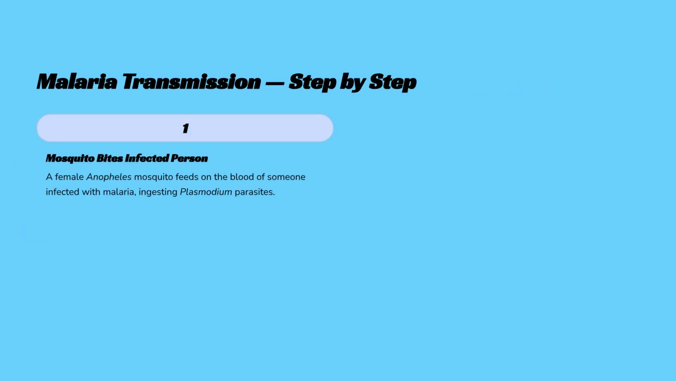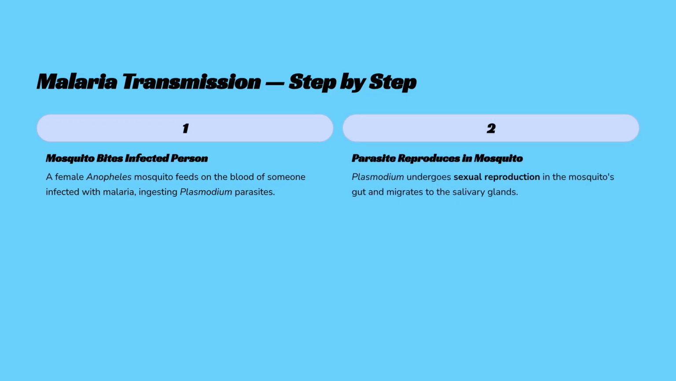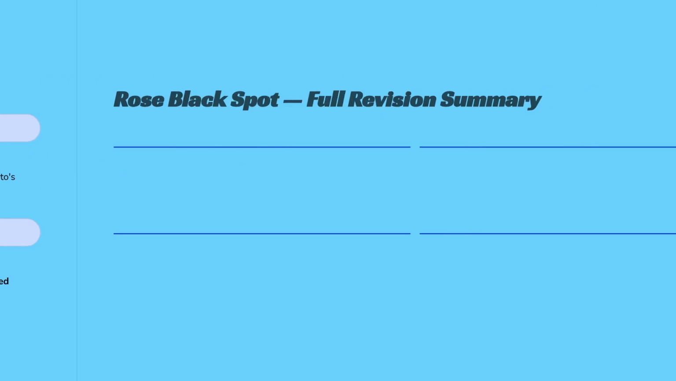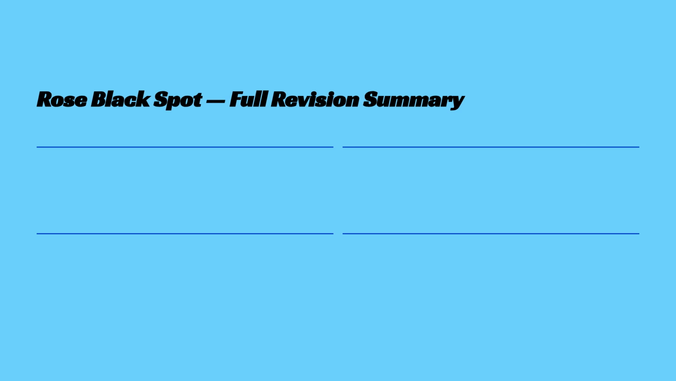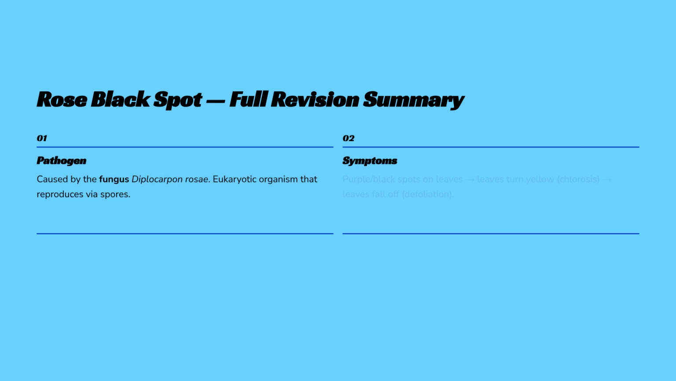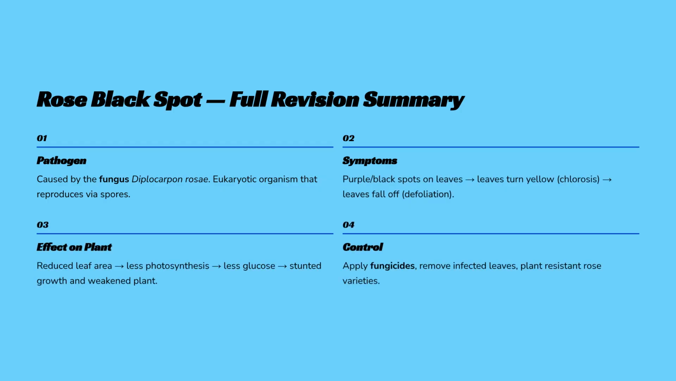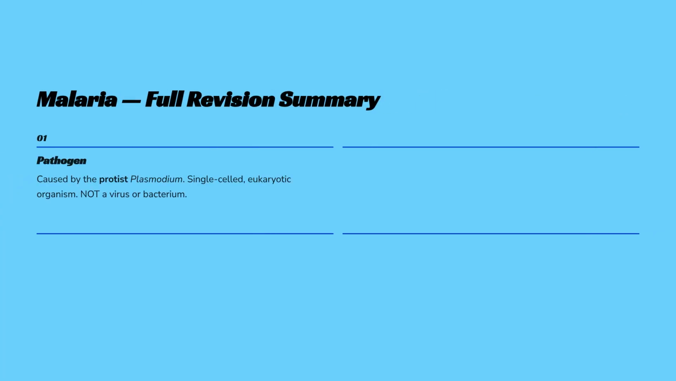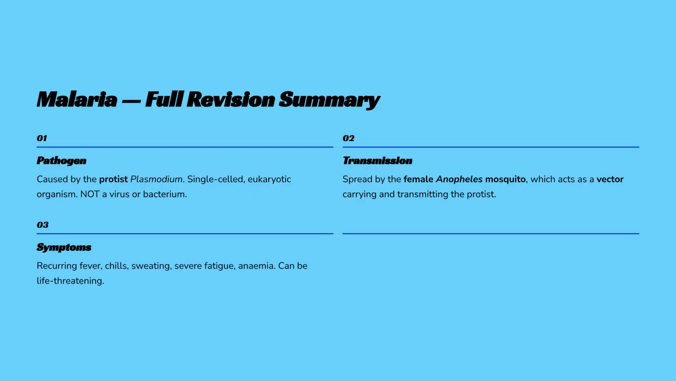The mosquito bites an infected person, the parasite reproduces, the mosquito bites a new host, and the parasite invades the liver and blood. For rose black spot, remember, it is a fungal disease. It causes leaf spots and defoliation, which stunts growth. Control involves fungicides and removing infected leaves. To summarize malaria, the pathogen is the protist plasmodium, spread by the female Anopheles mosquito vector. Symptoms include fever, and control relies on preventing mosquito bites.